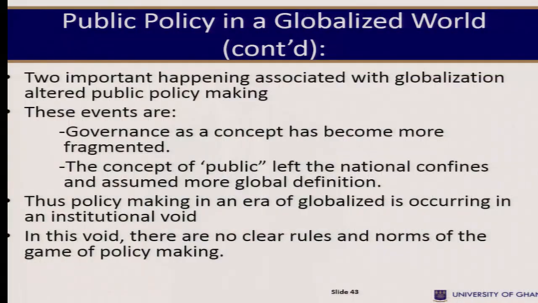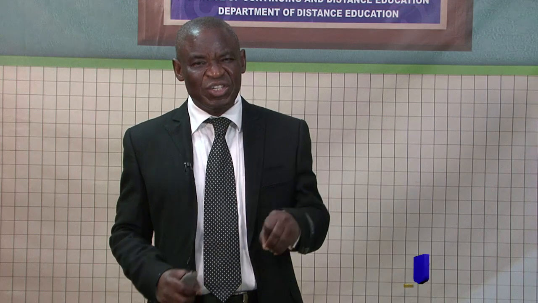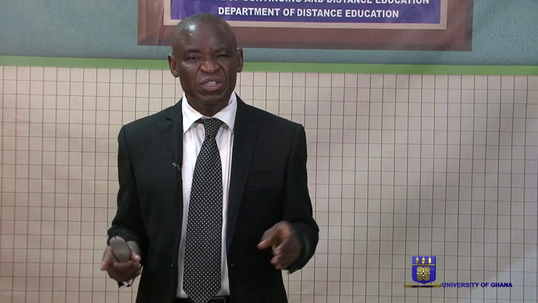Thus, public policy making in an era of globalization is occurring in an institutional void. And when we say institutional void, there is no specific identifiable organization or institution that is responsible for the making of certain policies. For example, a policy area like climate change. Climate change is an area that affects everybody across the globe. So, which is the international body or national body that will police what everybody is doing across the globe? So, policy making in such an environment will occur in an institutional void, because there's no designated institution either within nations or across nations that is responsible for making these policies. In this void, there are no clear rules and norms of the game of policy making.